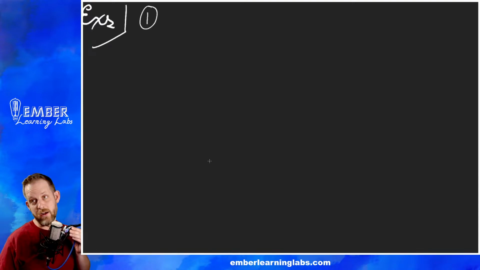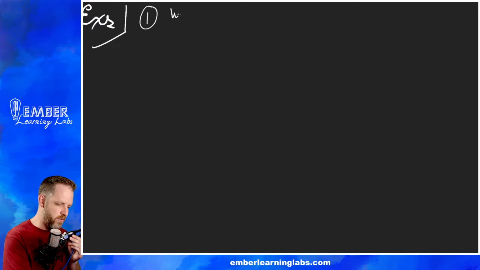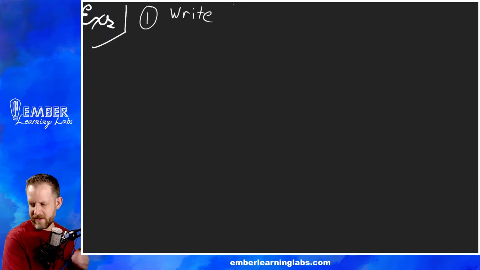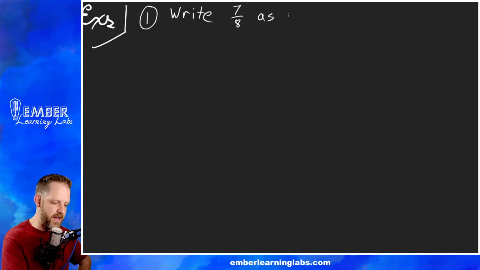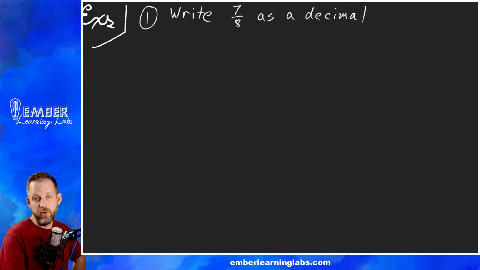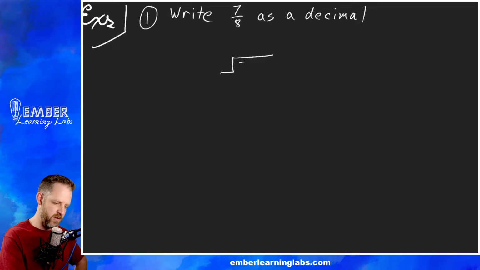So they're better now. So we are going to write 7/8 as a decimal. So what we do is we do some good old-fashioned long division. We write our little division bar thing. The top number goes inside the house, and then the bottom number goes outside the house.